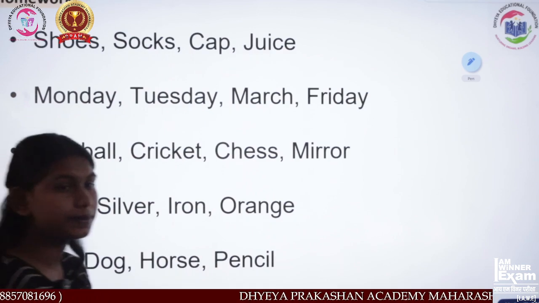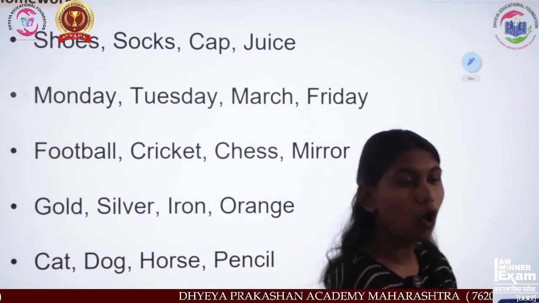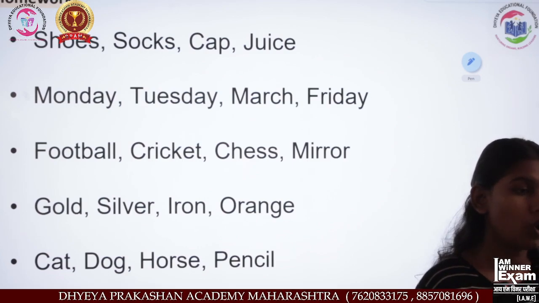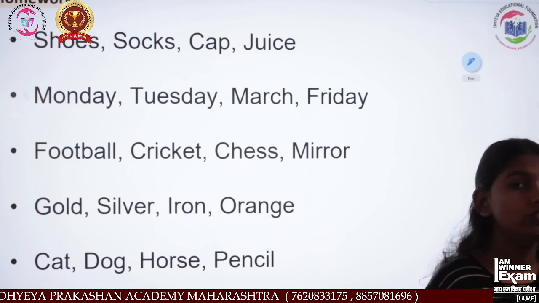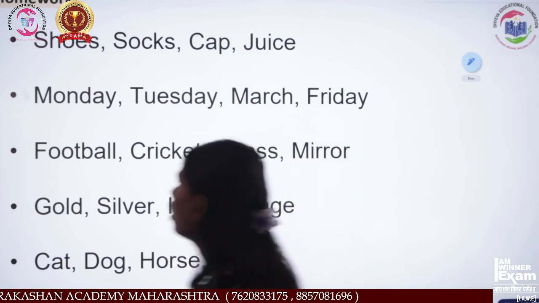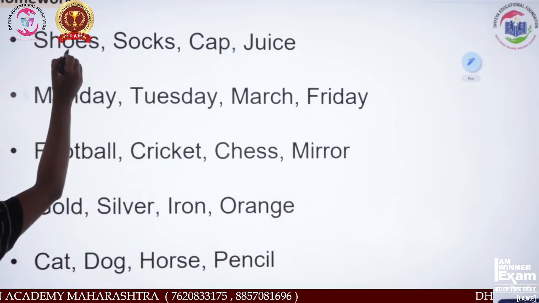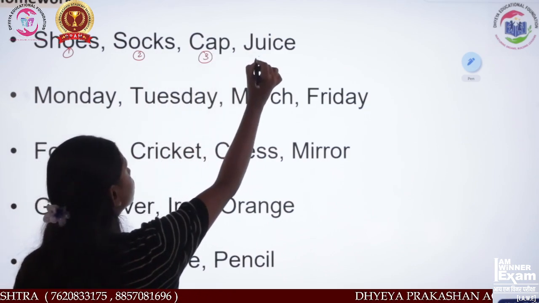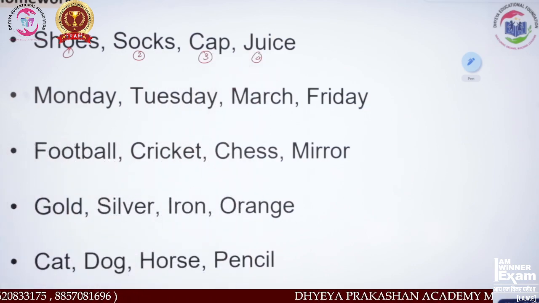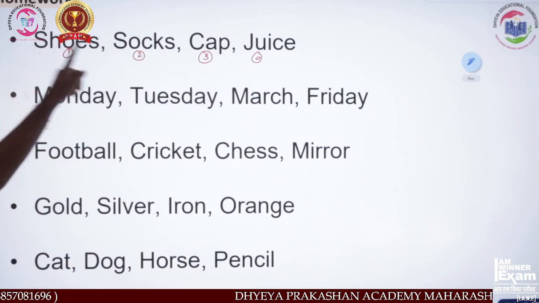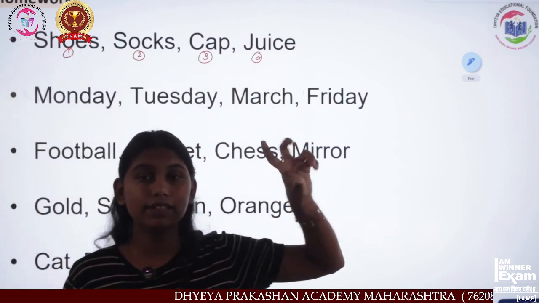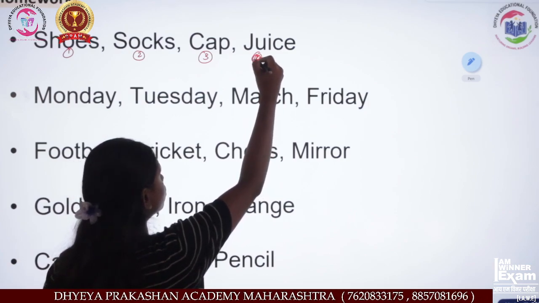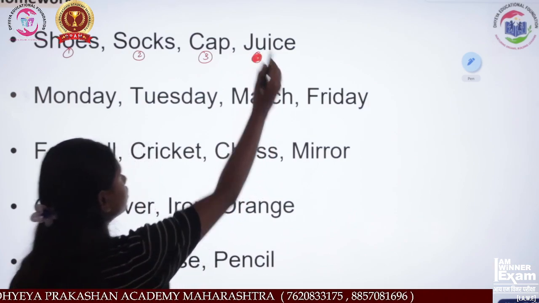Then next, shoes, socks, cap and juice. Now here shoes, socks and cap are the things that we wear. But juice is not a thing that we wear, right? So you have to fill the fourth circle.